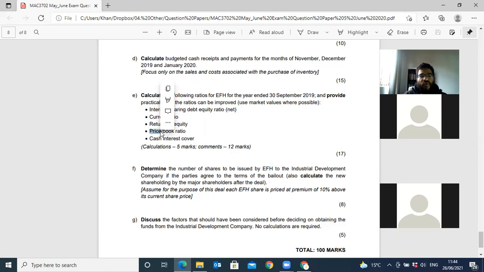So the only way you can improve that ratio is by either reducing equity. How do you reduce equity? By paying out a dividend, or increase the share price. How do you increase the share price? By producing better results than the market expects. So yeah, that's all I can think of. The cash to interest cover, the best way to improve this is to reduce interest. And the way you're going to reduce interest is by reducing debt. That is what I can think of.